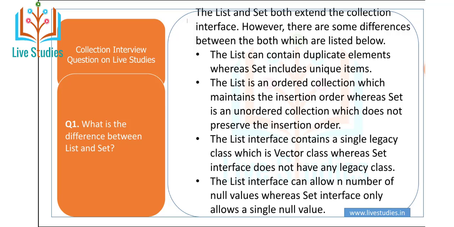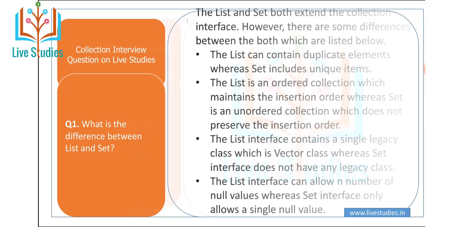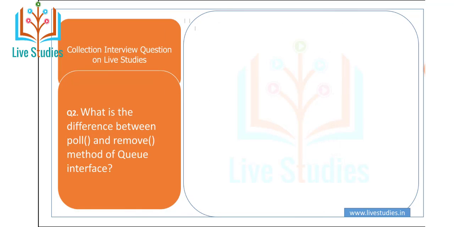Move to another question. Another question is, what is the difference between poll and remove method for the queue interface? Both poll and remove methods from queue are used to remove the object and return the head of the queue. Head of the queue means the top of the queue.